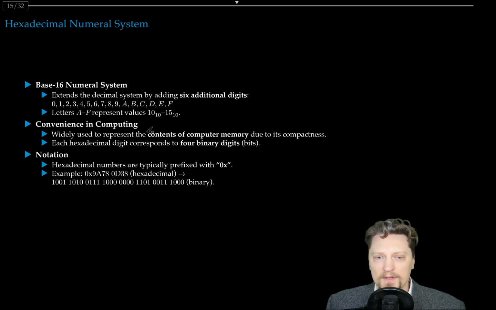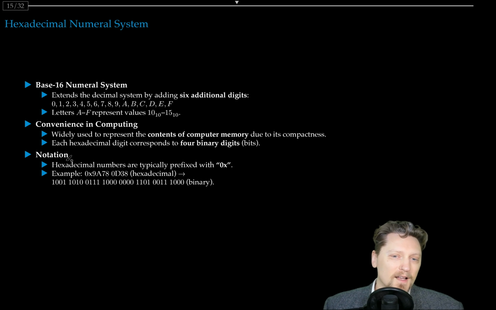Great. Convenience in computing. Widely used to represent the contents of computer memory due to its compactness. As we'll see, we'll be able to use 2 hexadecimal digits to represent an entire byte of memory. So it's very convenient. It works out, as we'll see.